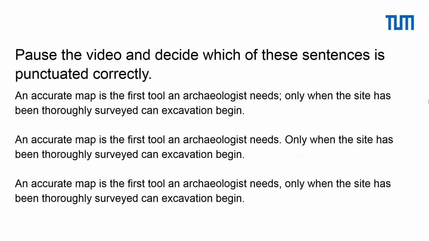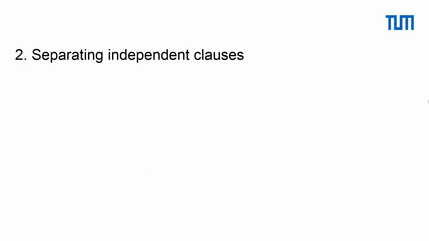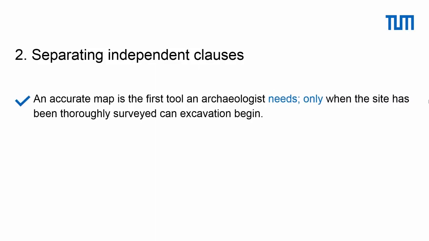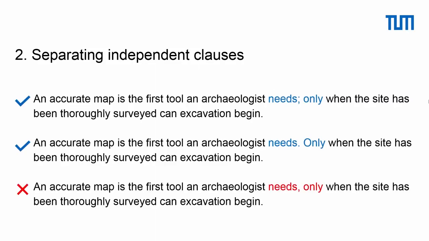Okay, once again, please pause the video, decide which one or more of these sentences is punctuated correctly. Okay, so what we're looking at here is how to separate independent clauses. As we discussed in the first punctuation lesson, we do not use a comma to separate these. This last one is incorrect because it separates two independent clauses with a comma. This is called a comma splice, and it is always wrong. Your options instead are to use a semicolon, as in the first sentence, or to use a period and start a new sentence. Essentially, make your one sentence into two sentences.